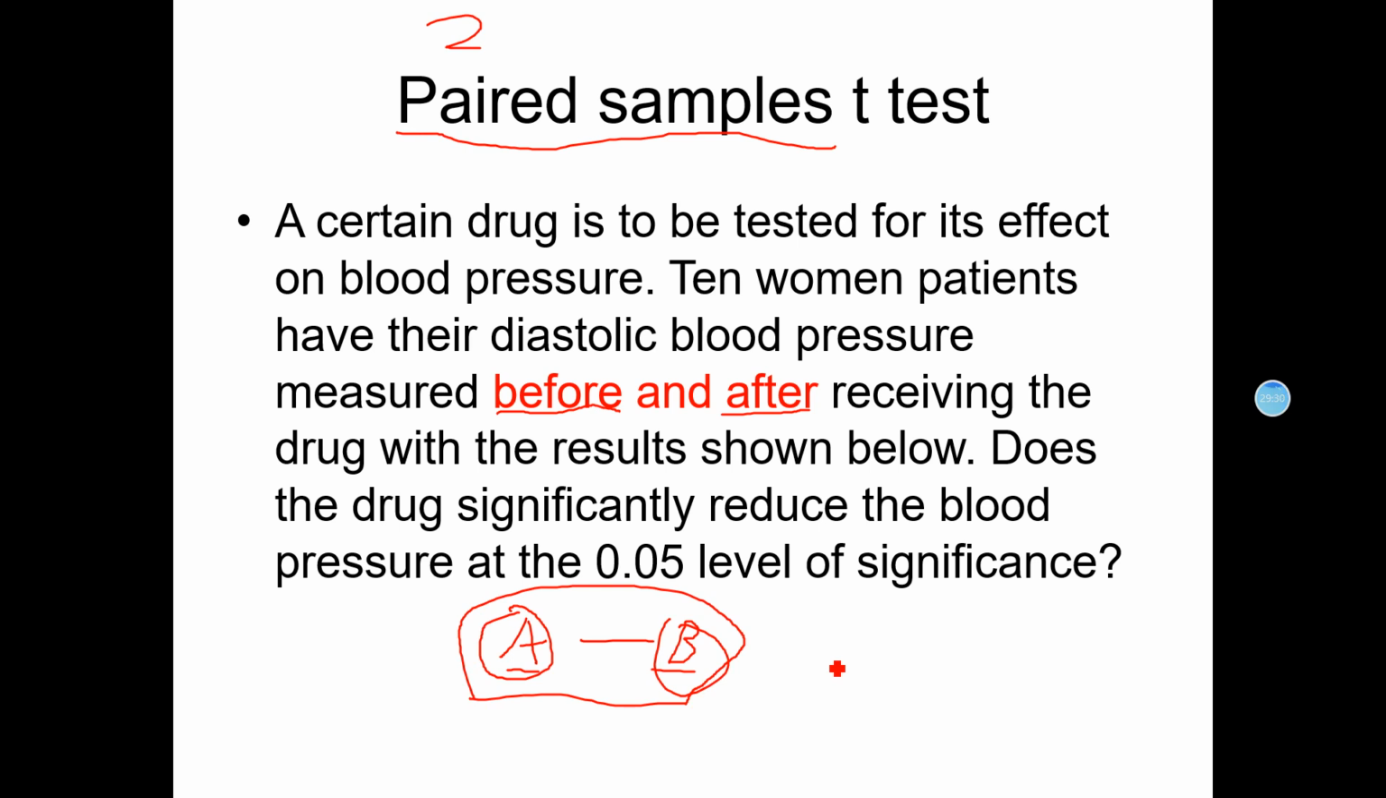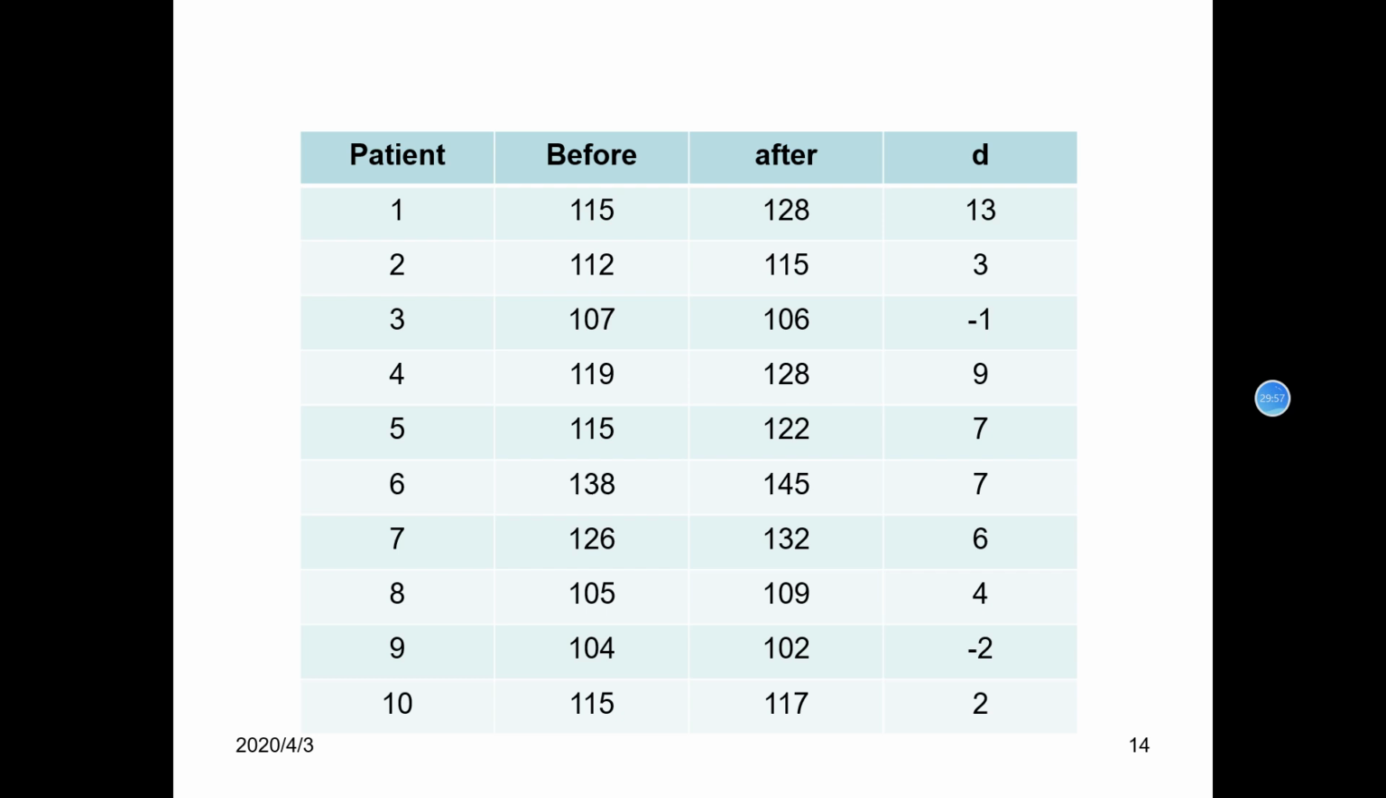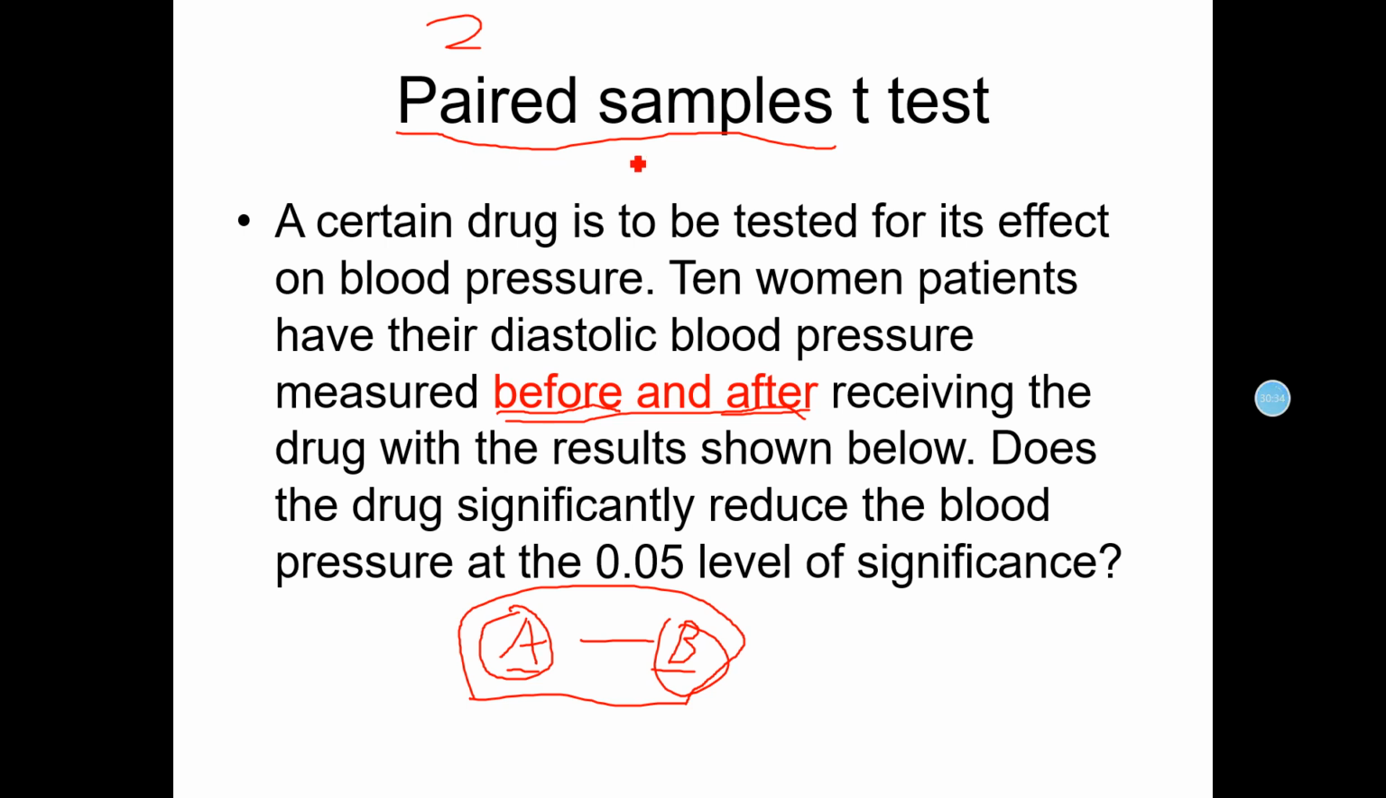You can find some keywords in the question if it is about paired samples. The most common keywords are before and after. For example, in this question we can find here before and after receiving the drug. That means before and after, that is paired samples. Okay, so here is the data for the question. This is before, this is after, and we can consider this data as two samples. Sample 1 is before, sample 2 is after. So there are two samples. That is different from what happened in the one sample t-test or one sample z-test. So how can we solve this question? We need to use the paired sample t-test.